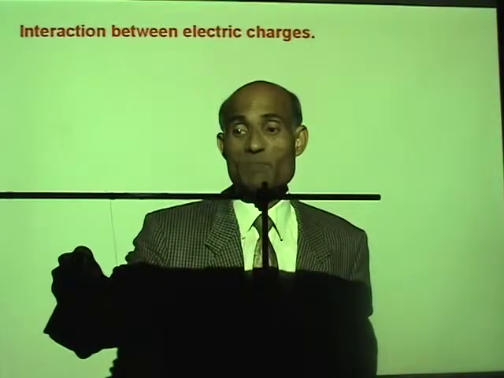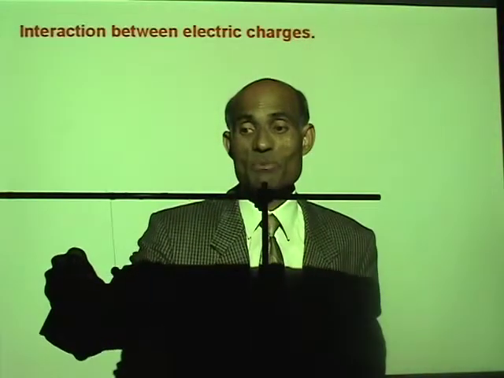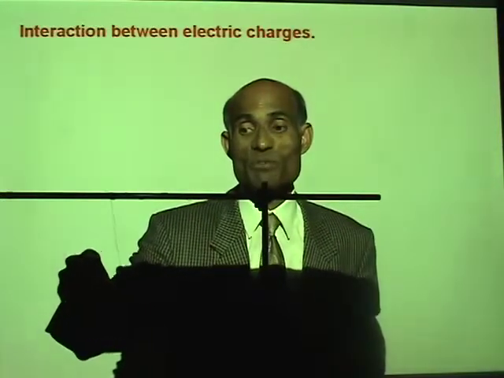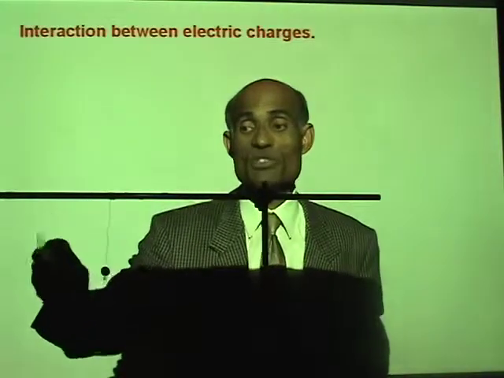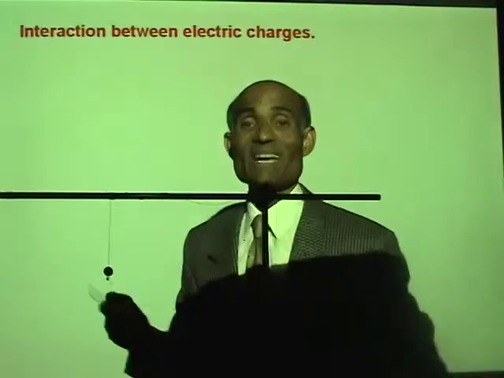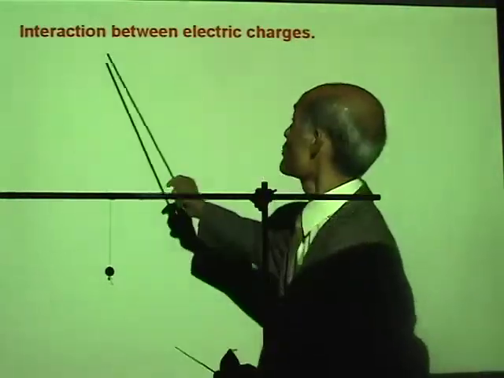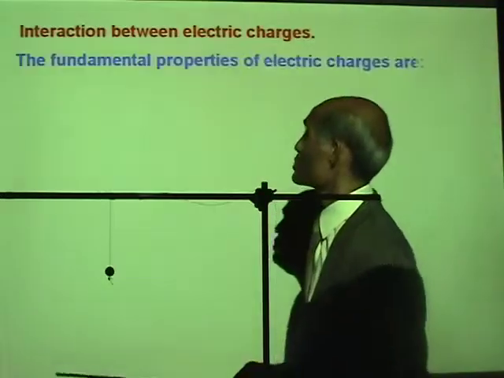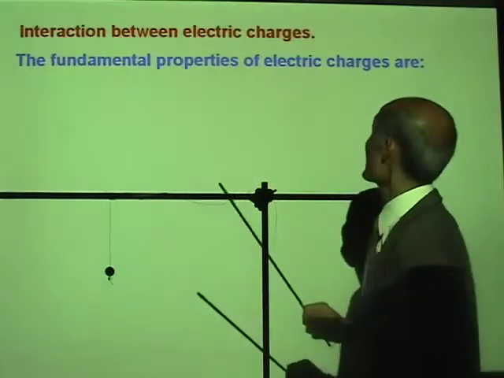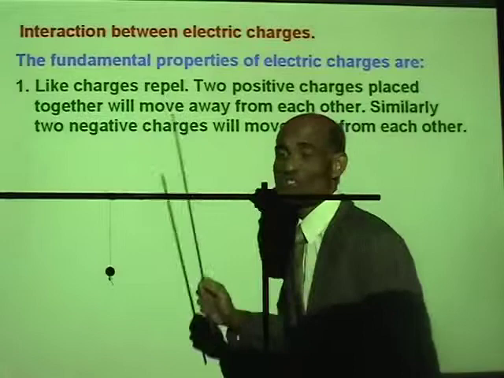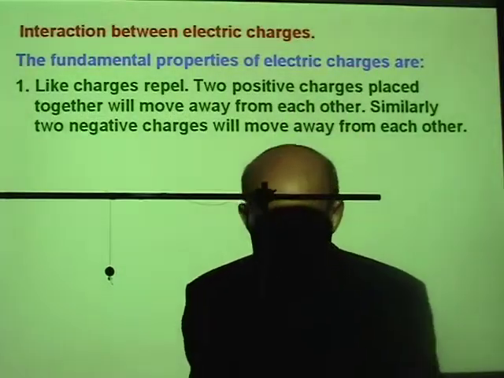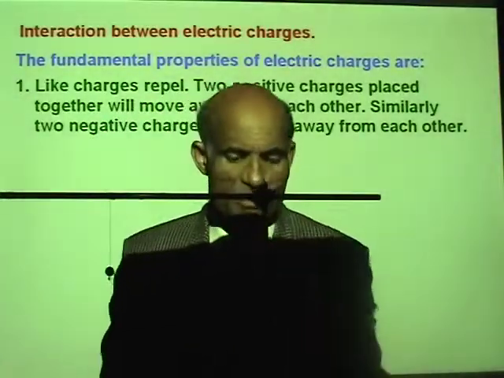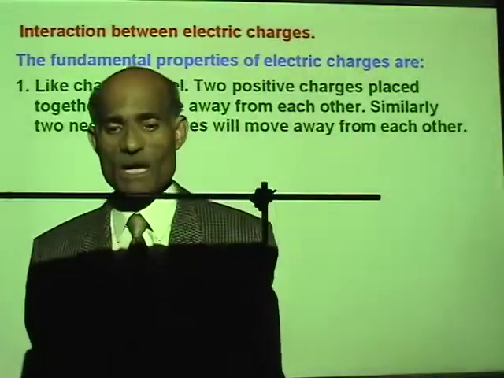Now what happens when I bring the plastic close to the ball? The ball goes away. What does that mean? Can you see the ball moves away? Yes. It means a negative charge does not like a negative charge. So, what kind of interaction exists between electric charges? The fundamental property of electric charges is that like charges repel. In other words, a negative charge will repel a negative charge, and a positive charge will repel a positive charge.